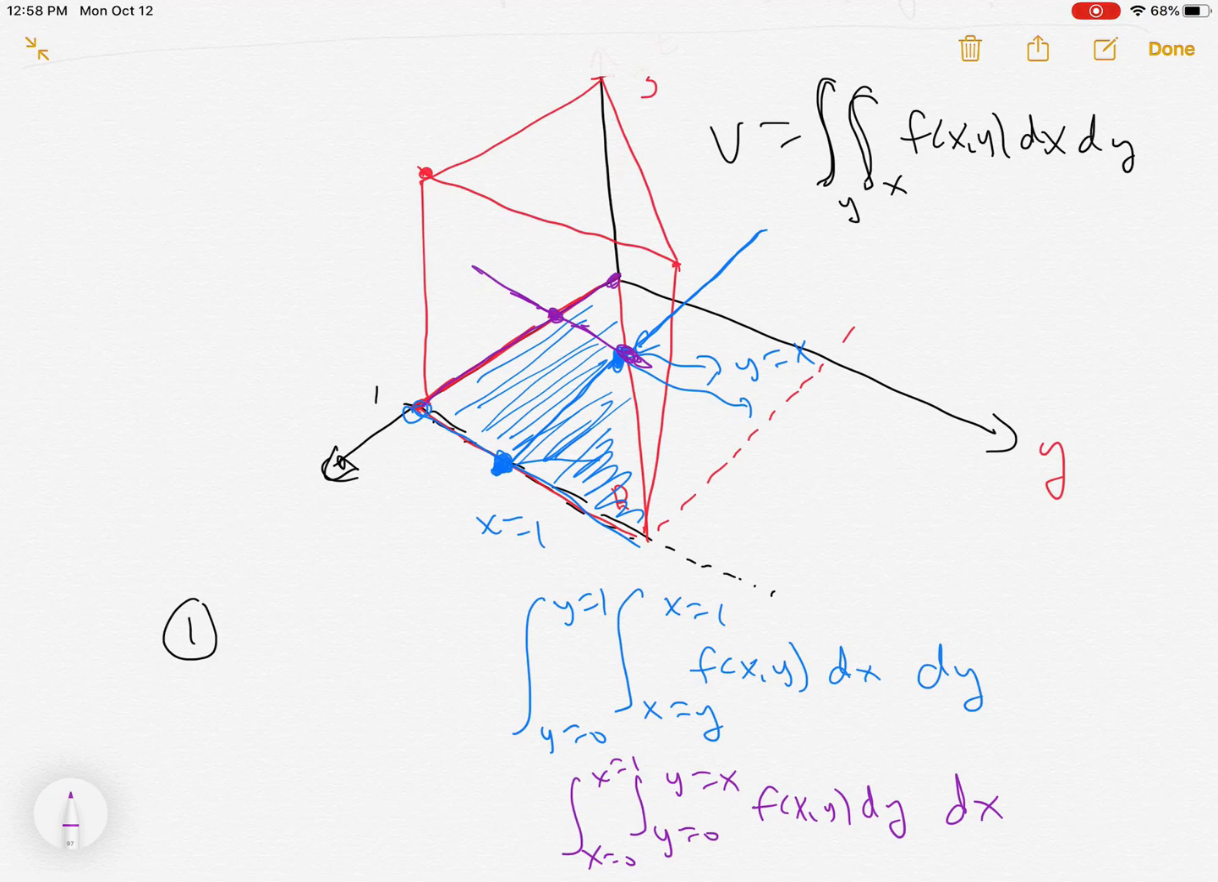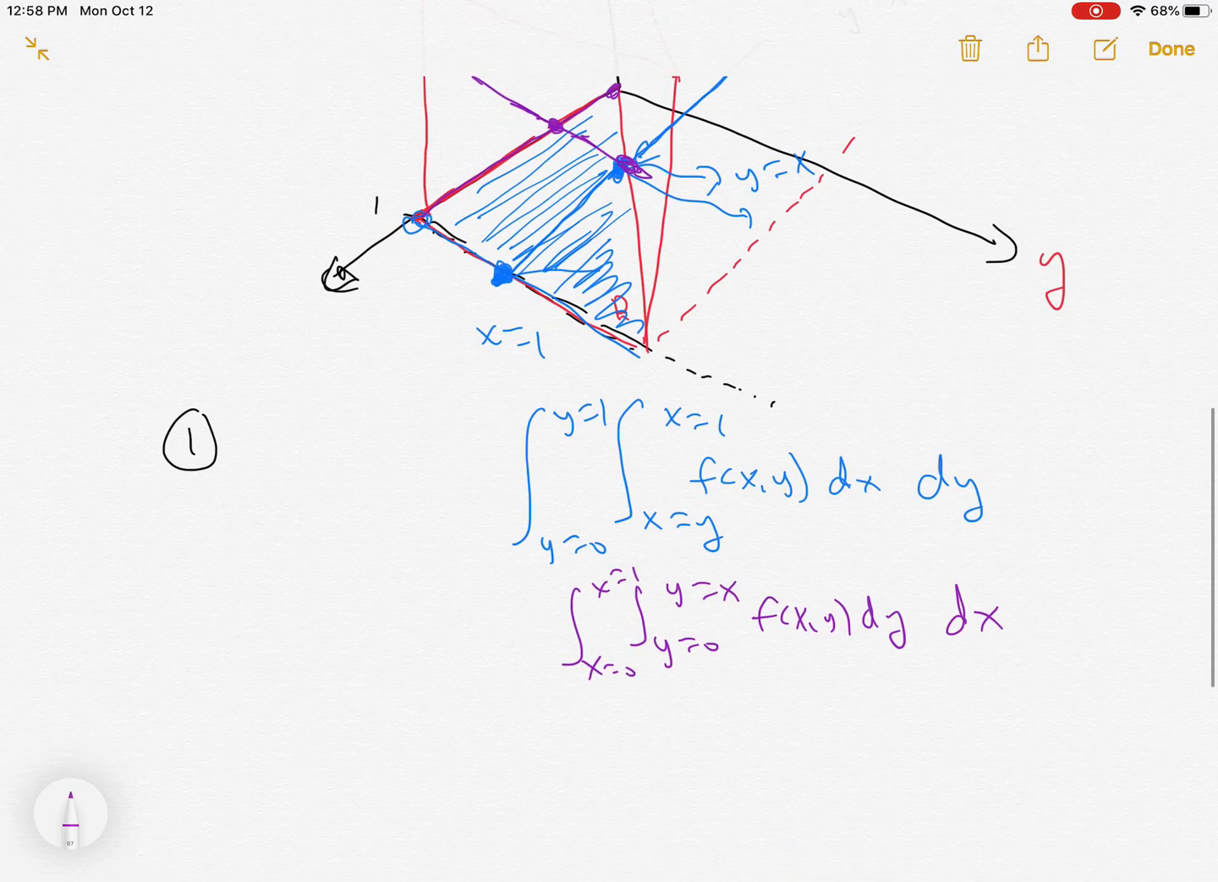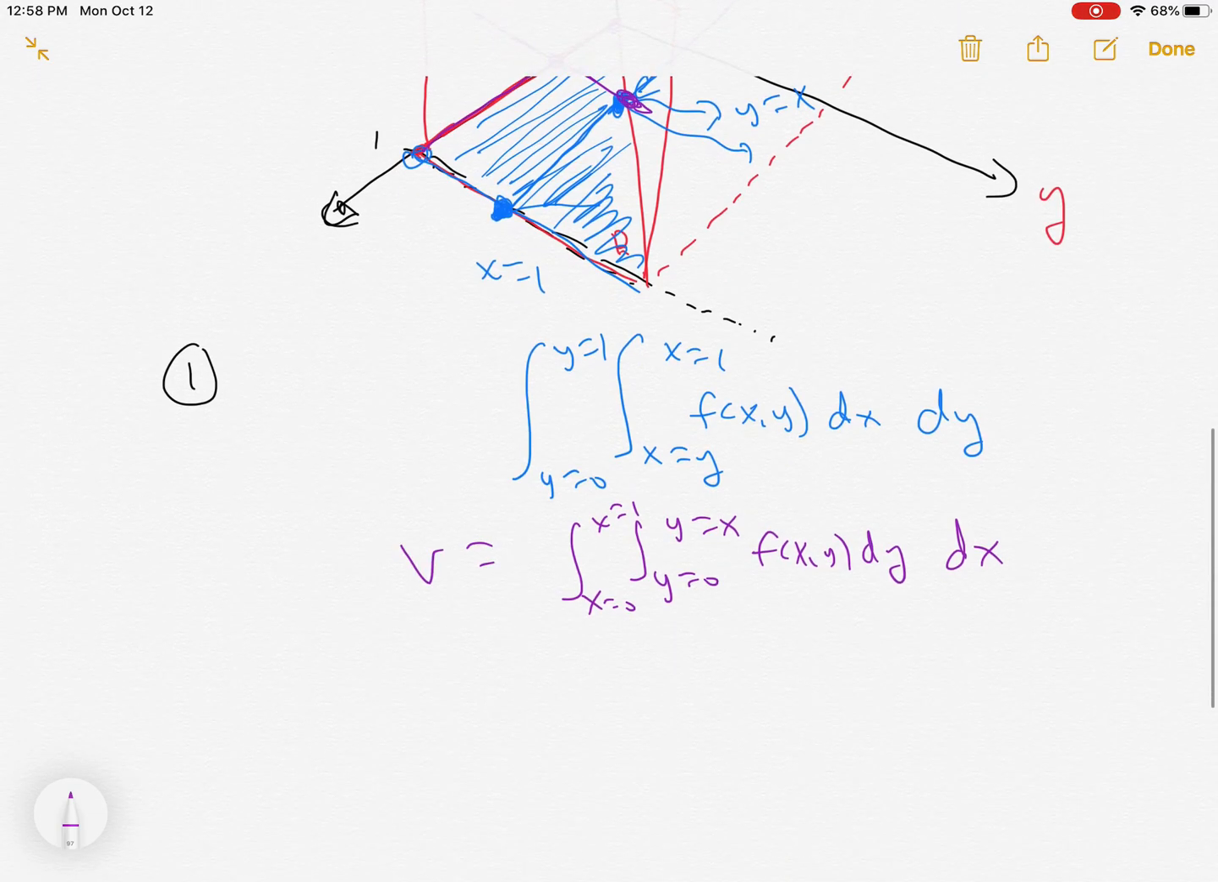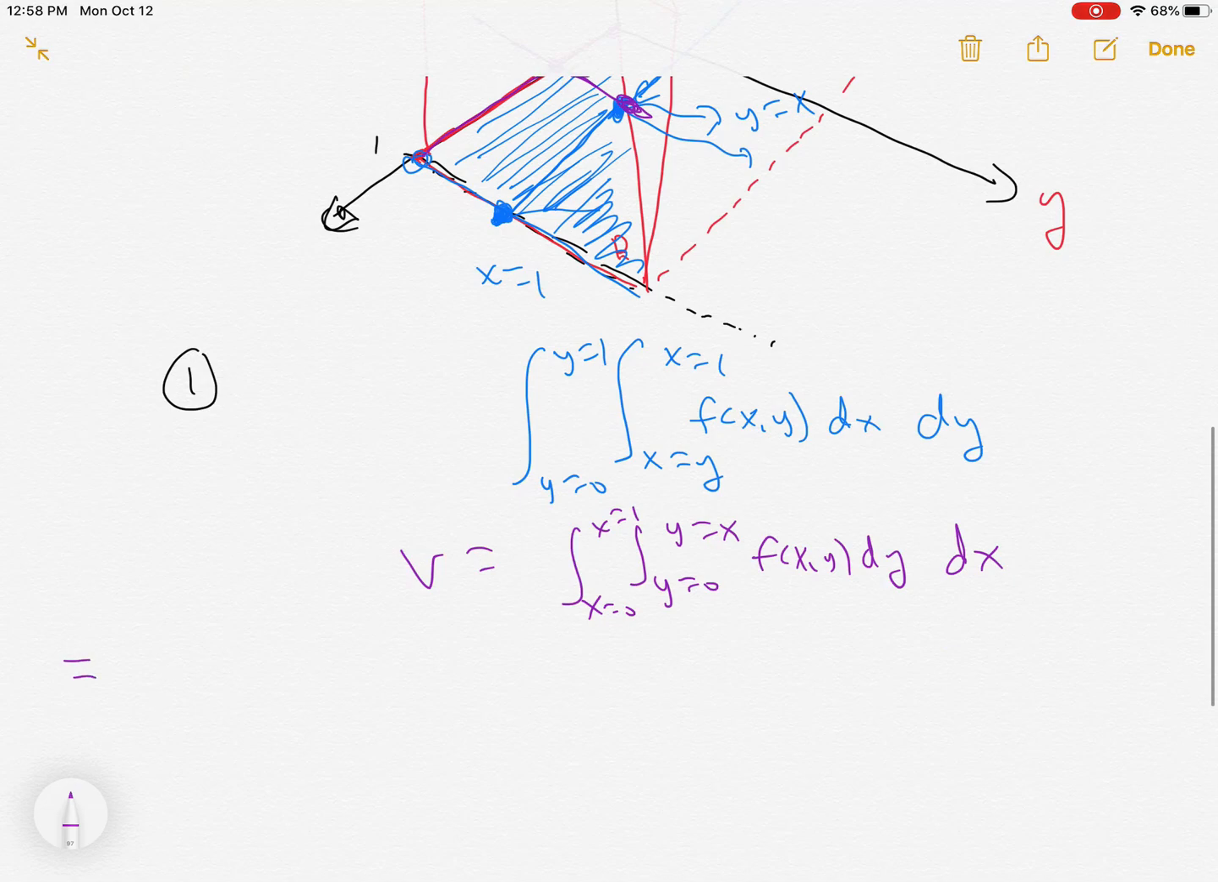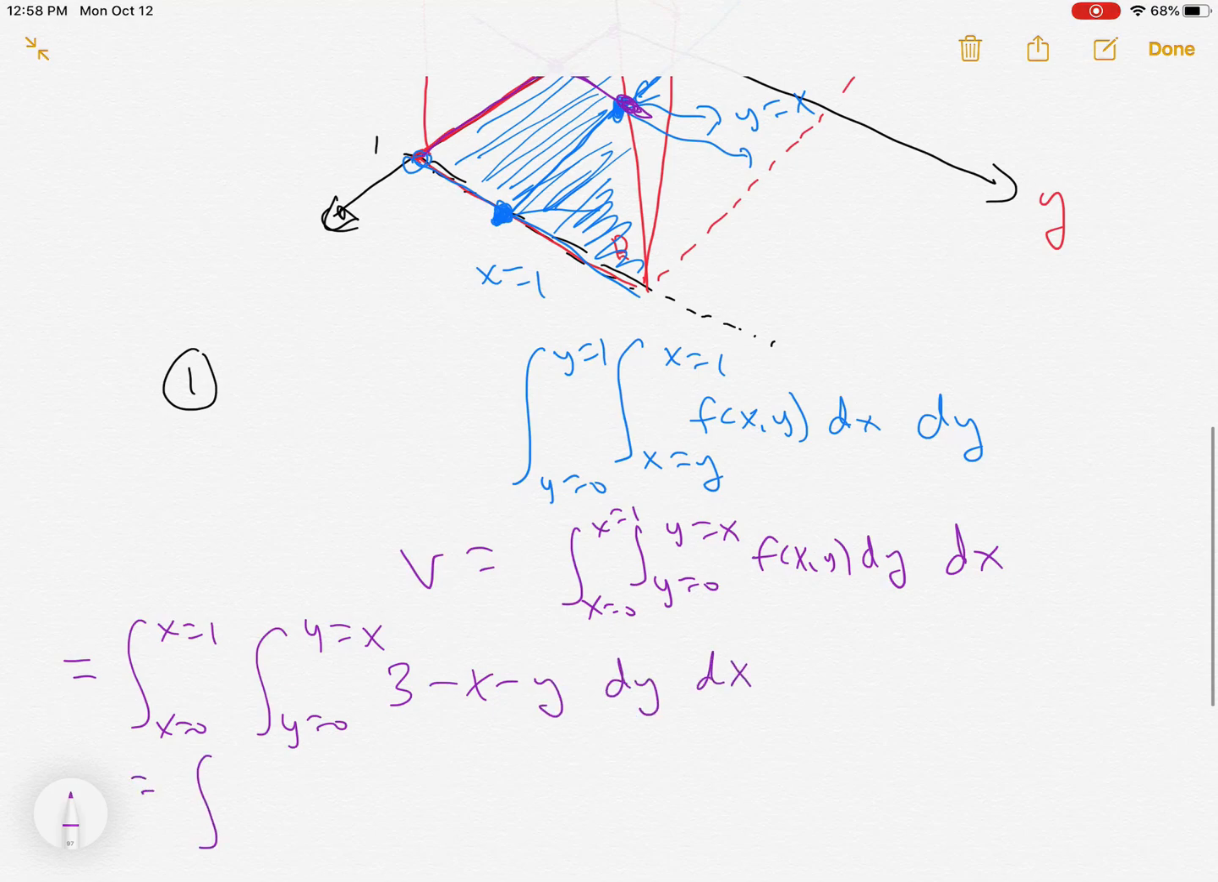And you don't have to do this twice, but let's go ahead and do this. So volume equals this guy, and this equals the integral from x equals 0 to 1, y equals 0 to x, and this equals the integral.